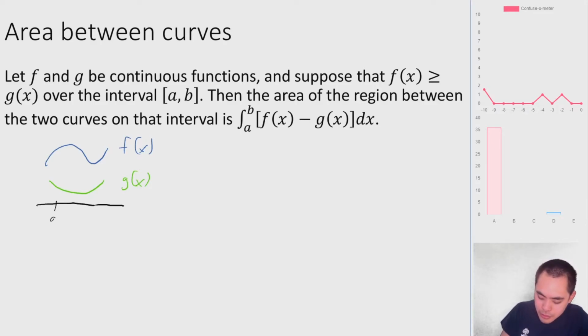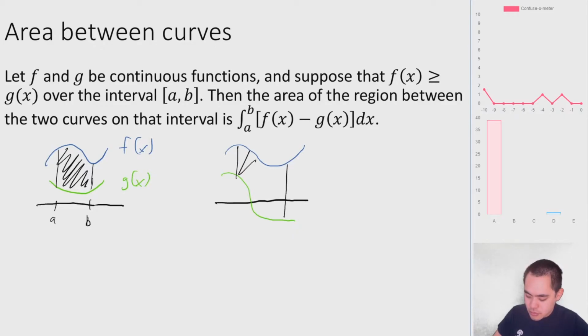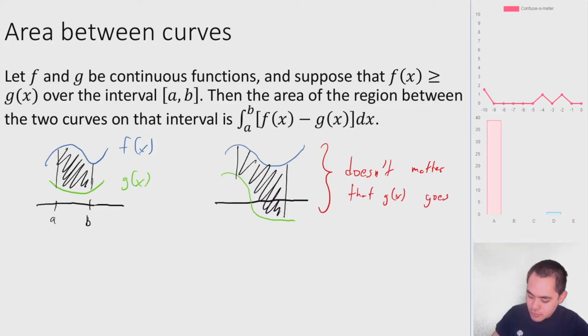Okay, but if you're taking the integral from a to b and you want the area between these two curves, so you want this area, then all you have to do is subtract. You take the integral of f of x minus g of x dx. And note that it doesn't actually matter in this case if the bottom one becomes negative, because that negative area still counts the difference between the two. So in this particular case, it doesn't matter that g of x goes negative.